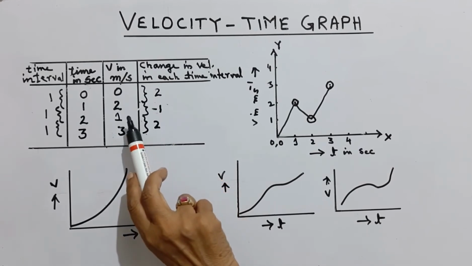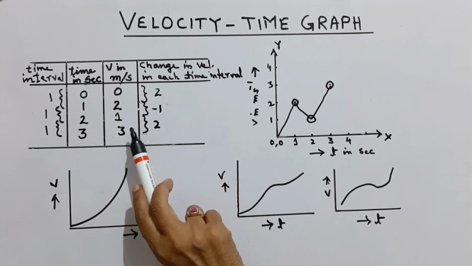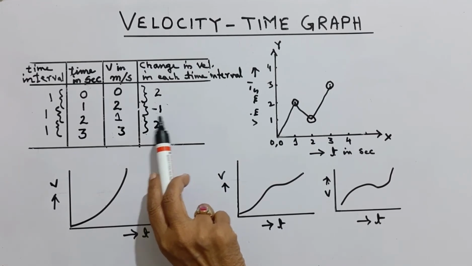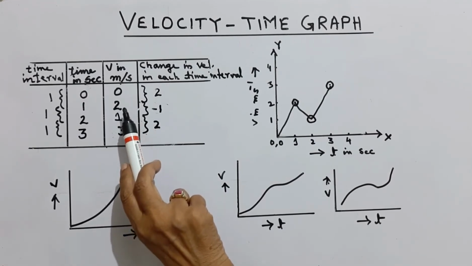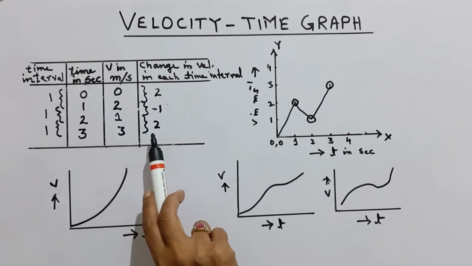For the first pair, 2 minus 0 is 2. For the second one, 1 minus 2, that is minus 1. That means the velocity first increases, then decreases, and then again it increases. 3 minus 1 is 2.